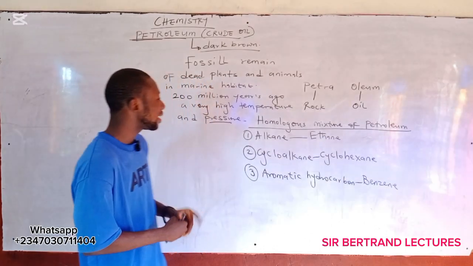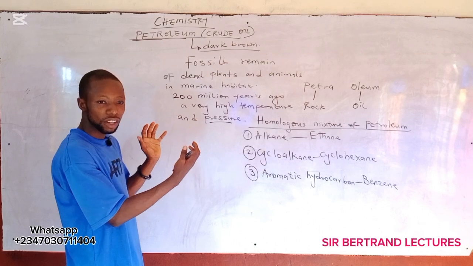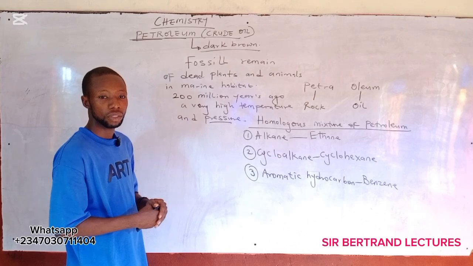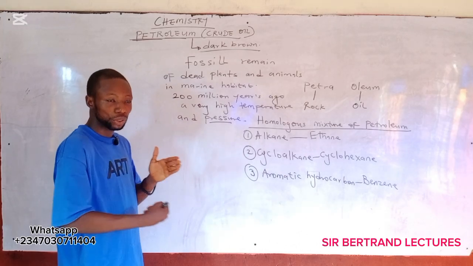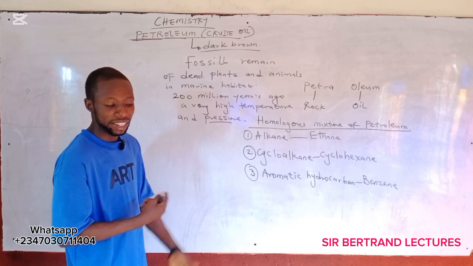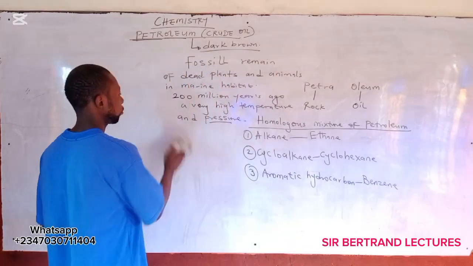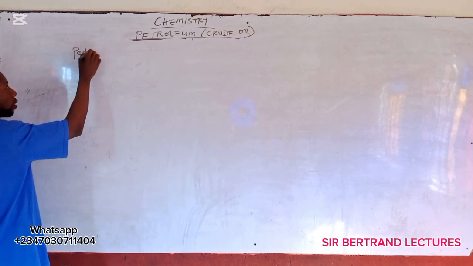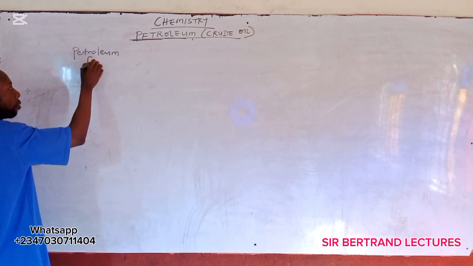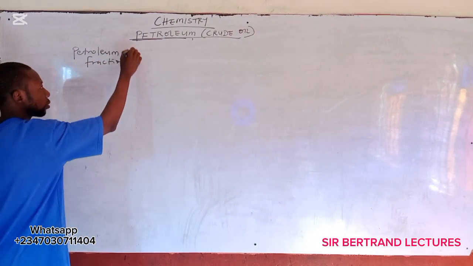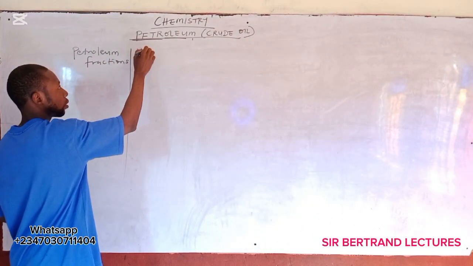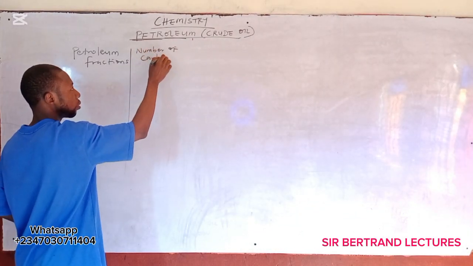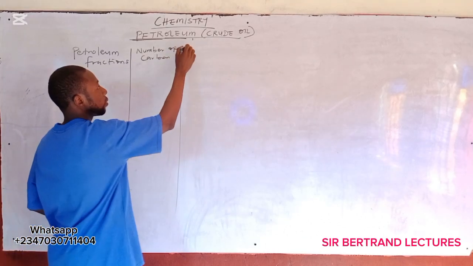Now let's look at the components that are combined to form petroleum, that is to say, the fractions we can obtain during refining of petroleum. Here we have petroleum fractions, number of carbon, and their boiling point.